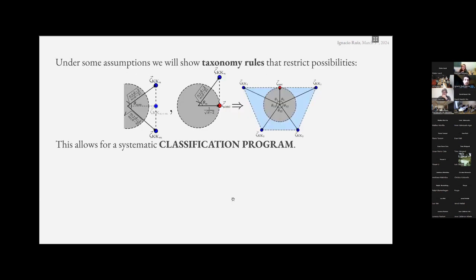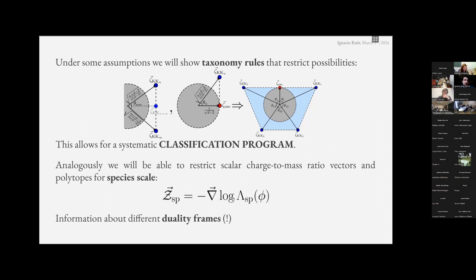We will show that under some assumptions that we will argue for, there are some taxonomy rules that tell us how the different limits, the different towers fit among each other in such a way that we can put them together in a finite way that we can do in a systematic way, this classification. So far, I've been only talking about the lightest tower, but one, as David said, also has another scale, which is the species scale, and the scale at which gravity becomes strongly coupled. That also depends on the moduli of our moduli space.